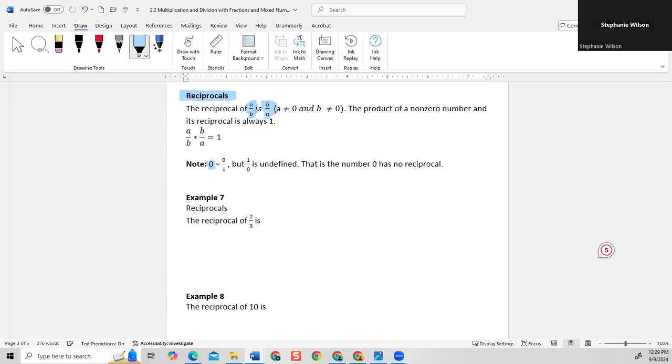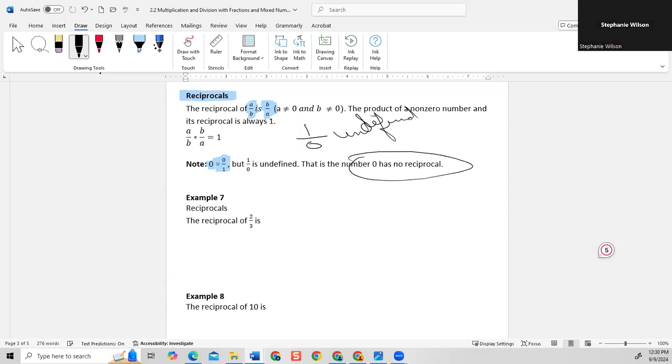Zero is 0 over 1, which will not equal one. You won't be able to flip it as 1 over 0 because that is undefined. So 0 has its own little rule here. It doesn't have a reciprocal.